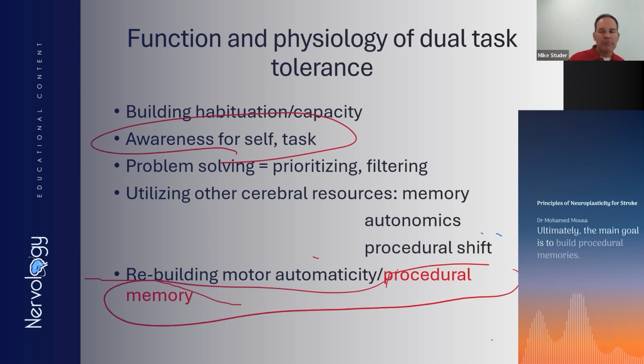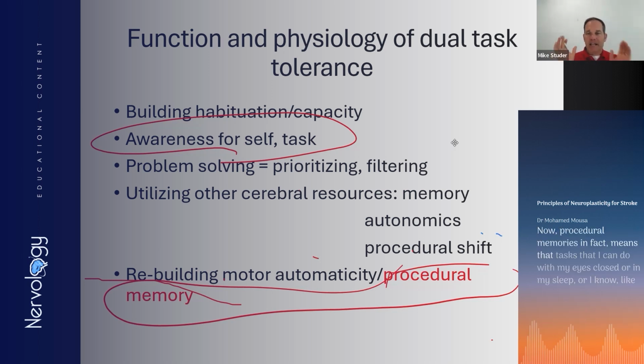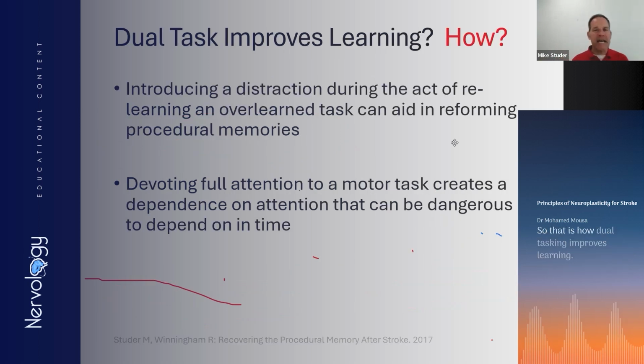Ultimately, the main goal is to build procedural memories. Now, procedural memories, in fact, means that tasks that I can do with my eyes closed or in my sleep, or I know like the back of my hand, tasks that are automatic become automatic again only because we forced them to be automatic. So that is how dual tasking improves learning. You learn better and more completely and more automatically if I try to take part of your attention away. So that is the basic premise so that a motor task emerges automatically again.